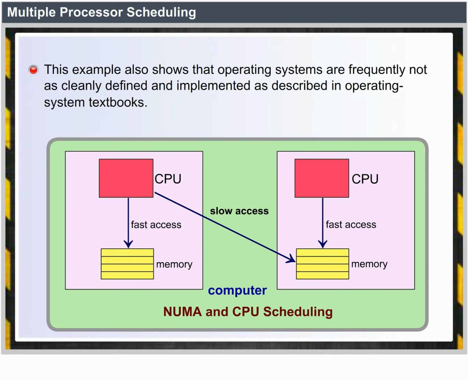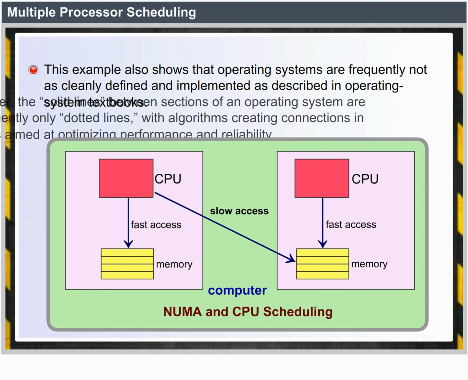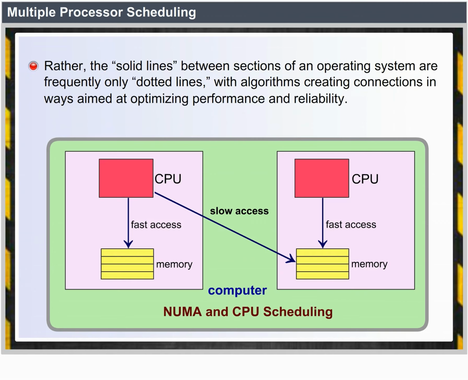This example also shows that operating systems are frequently not as cleanly defined and implemented as described in operating system textbooks. Rather, the solid lines between sections of an operating system are frequently only dotted lines, with algorithms creating connections in ways aimed at optimizing performance and reliability.